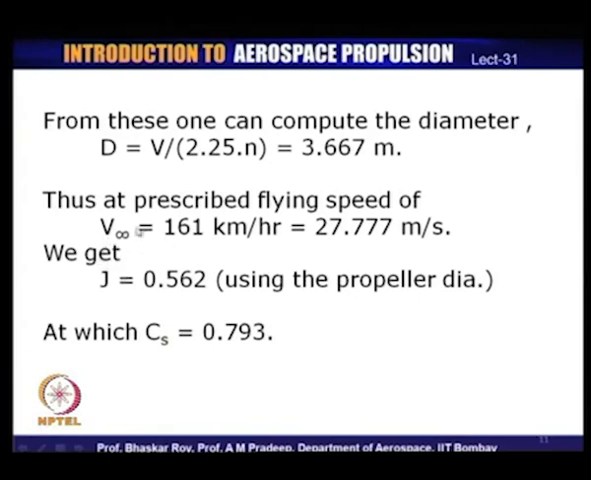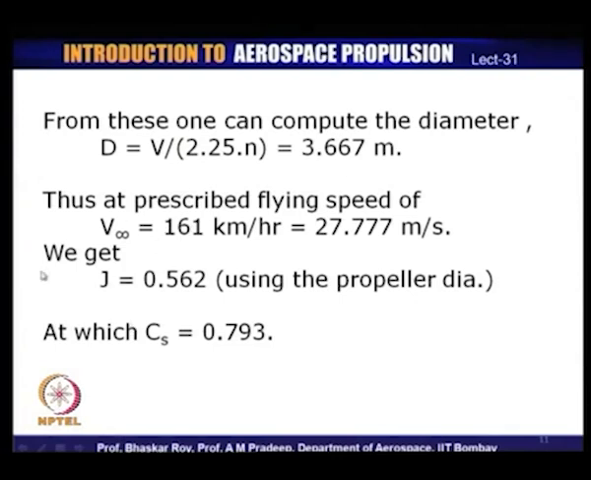The forward velocity we had already calculated is 27.77 meters per second, as the alternative flying speed that was specified in the problem. Now we are solving the alternative flying speed, specified as 161 kilometers per hour, a lower flight speed. At that low flight speed the forward velocity is 27.777 meters per second, and the advance ratio now is 0.562, given the value of D we have already found.